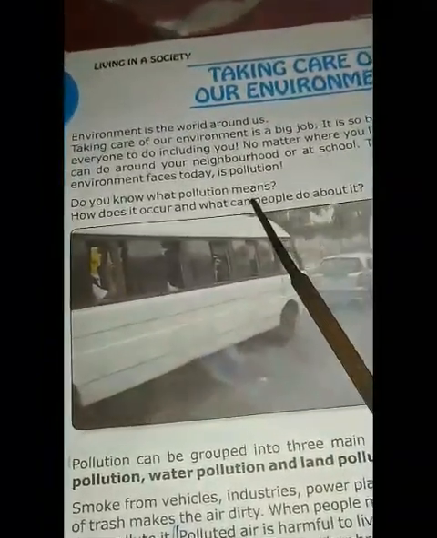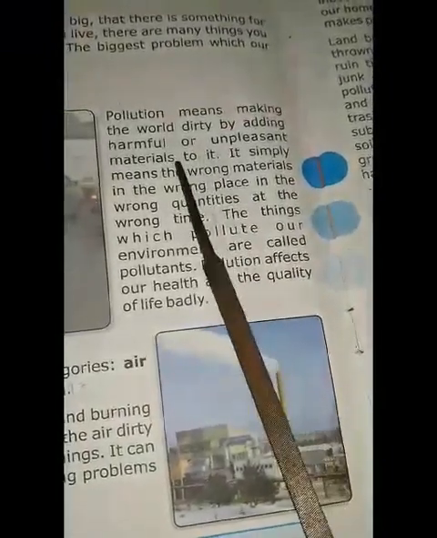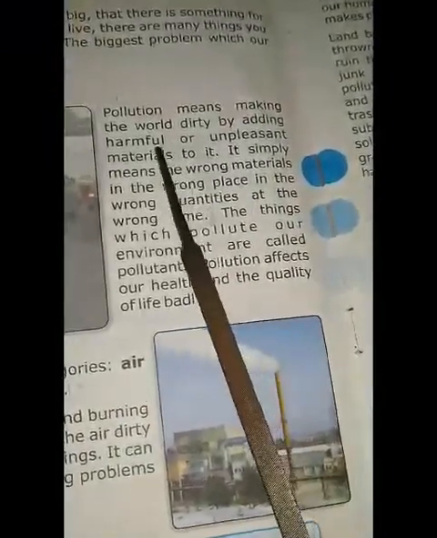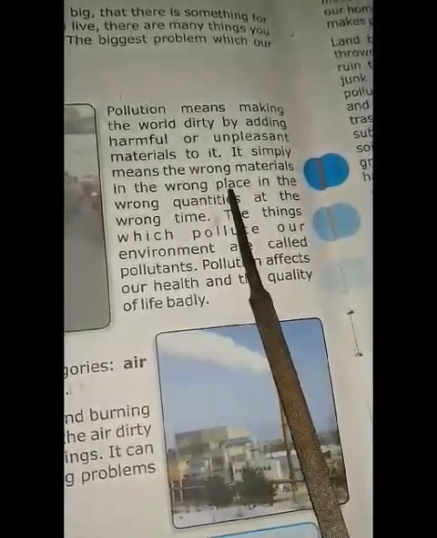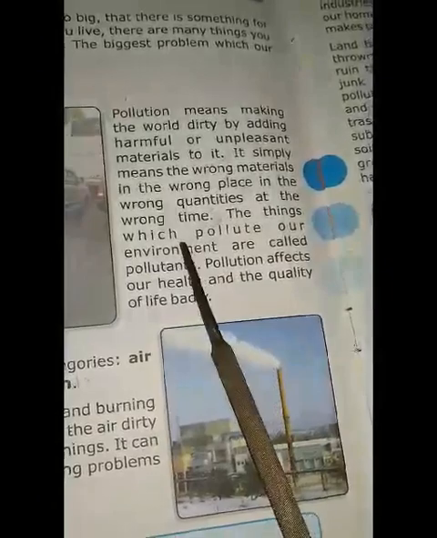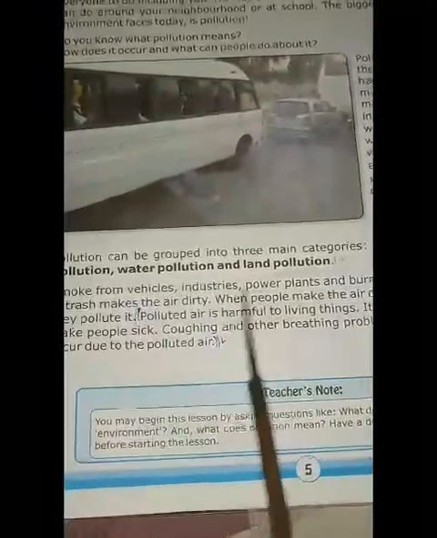Do you know what pollution is and how it occurs? Pollution means making the world dirty by adding harmful or unpleasant material to it. What do you mean by harmful and unpleasant? Harmful and unpleasant means material which is wrong and which is not good for our environment. There are 3 types of pollution: air pollution, water pollution and land pollution.